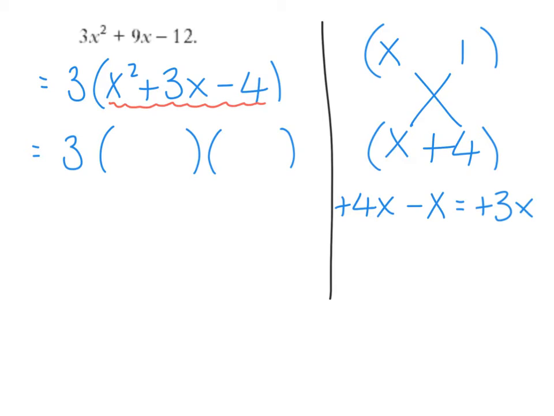And then the x times the 1 has to give us negative x, so that means the 1 has to be negative. That gives us our two brackets, x minus 1 and x plus 4. We now have our fully factorised form, which is our final answer.